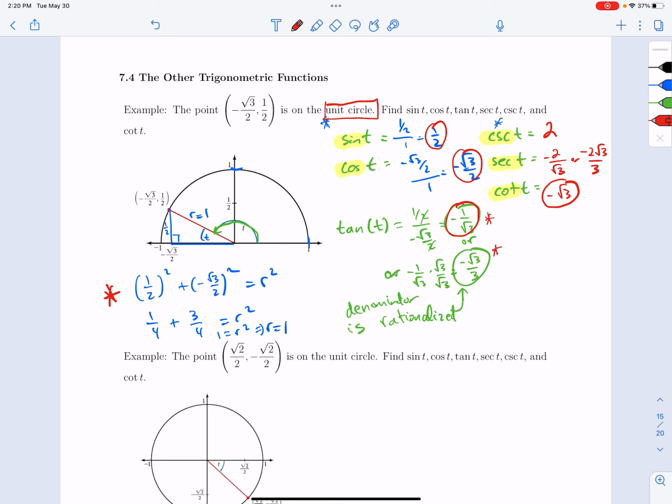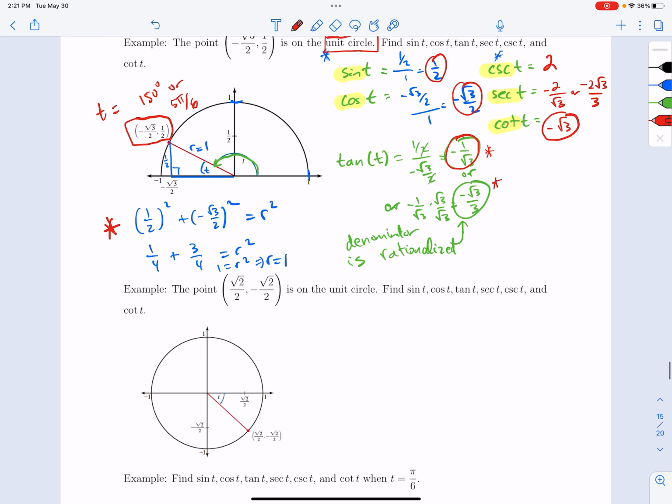Also, one thing to notice, it doesn't say this explicitly, but these coordinates appear on one of the special angles in the unit circle. So the angle there is, let's see, 150 degrees, or in radians, 5 pi over 6. Okay, so this question doesn't ask you that, but that is what the angle t is equal to.